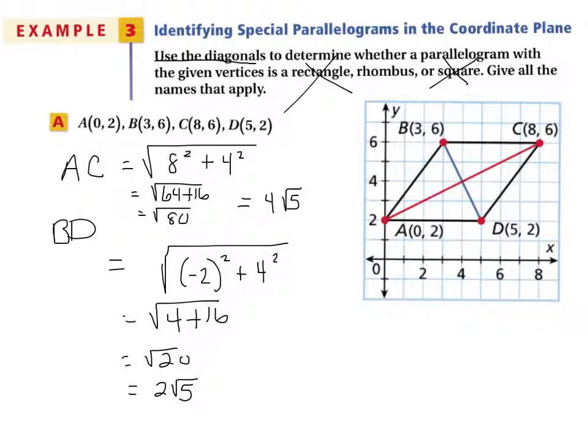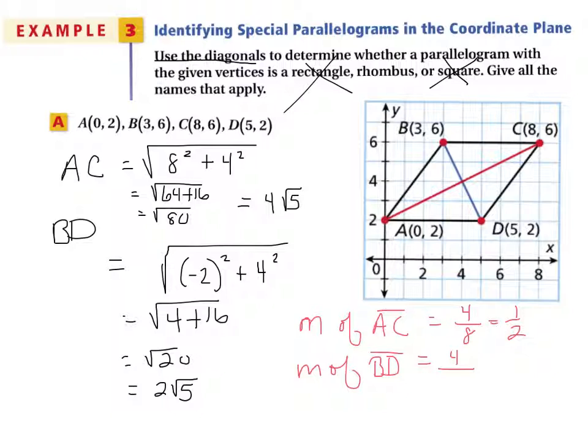Well, what do we know about the diagonals of a rhombus? We know the diagonals of the rhombus form a 90-degree angle. They're perpendicular. So now we have to find the slope. The slope of AC, if we subtract y, that'd be 4 over 8, which is 1/2. The slope of segment BD would be 6 minus 2, that's 4 over 3 minus 5, which is negative 2. Because 1/2 and negative 2 are opposite reciprocals, and their product is negative 1, we know that ABCD is a rhombus.